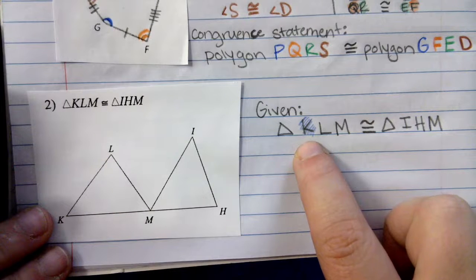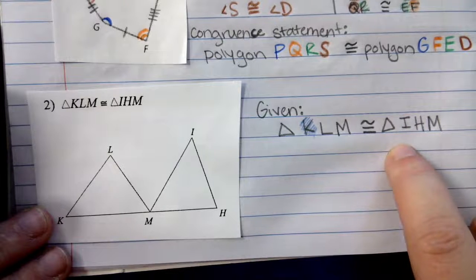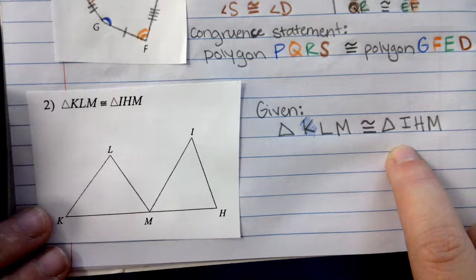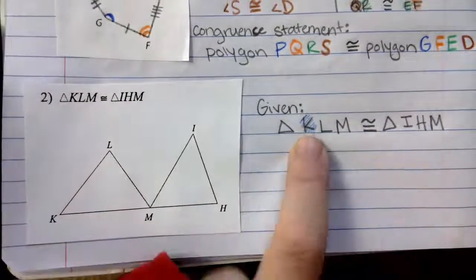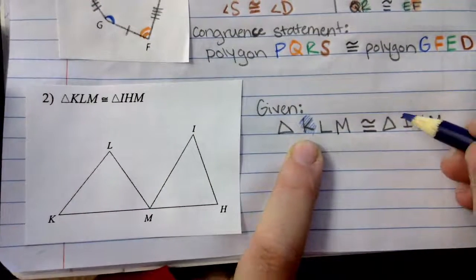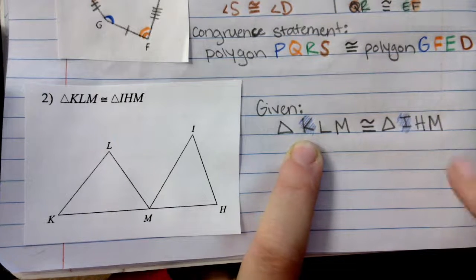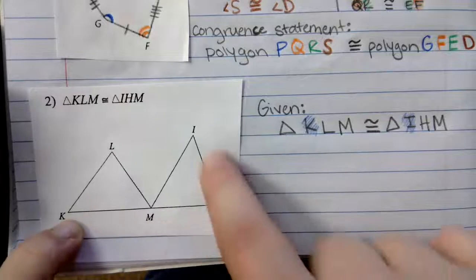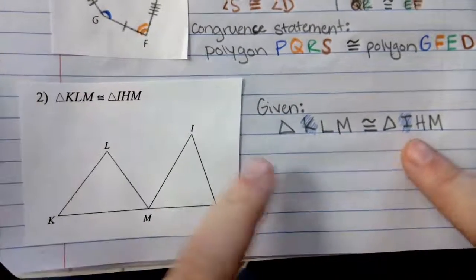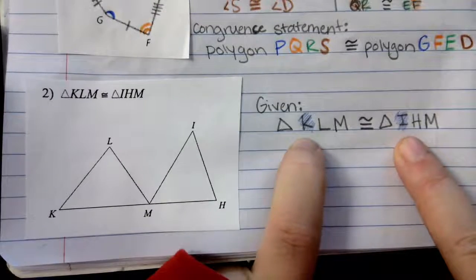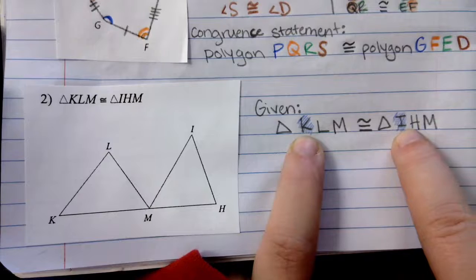We're not saying, okay, where does that match over here? We're not taking our best guess on that. We're basing it off of that congruent statement. It tells us for a fact here, K corresponds with I. So I'm going to do that one arc here with K. And because K corresponds to I, that means K is congruent to I. So I'm going to do that one arc with that I.